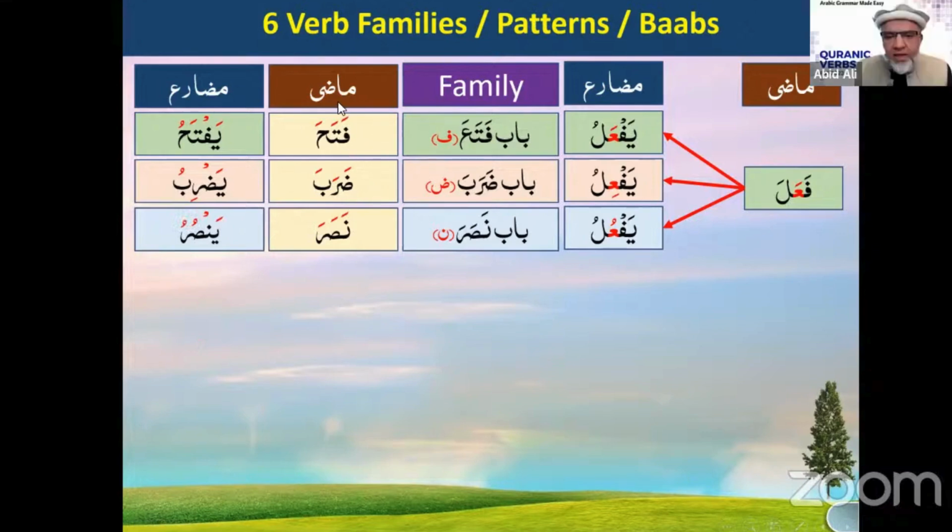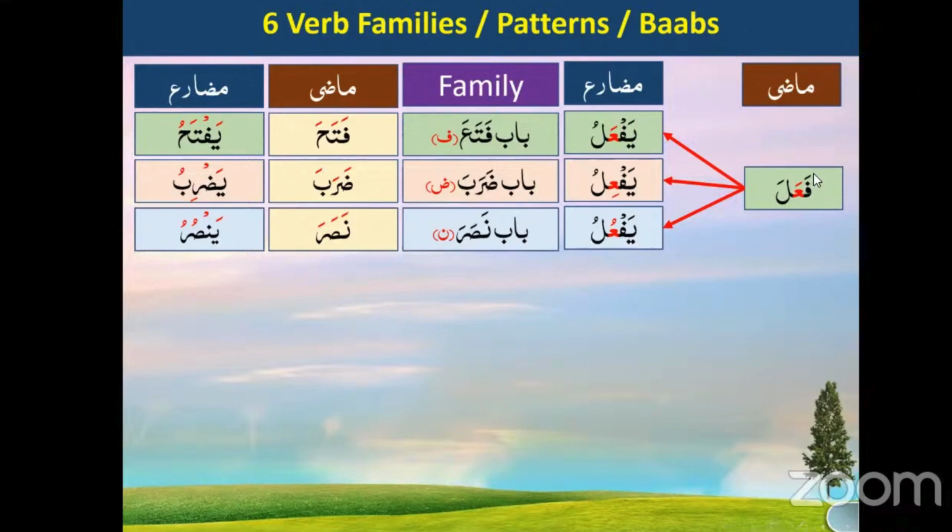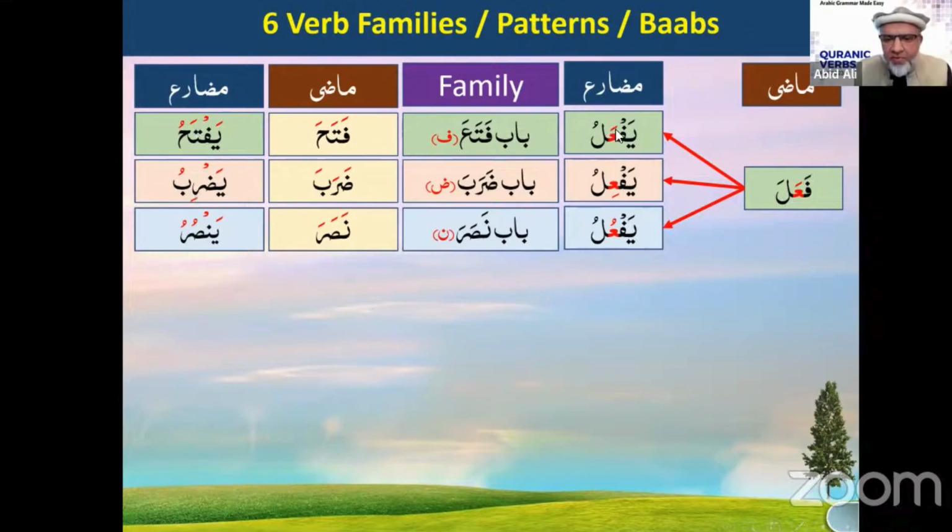So why is the Madi always Fatha, Fatha, Fatha? Because the son is Fa'ala. Making sense? And why are these Fatha, Kasra, Dhamma? Because the daughters are Yaf'alu, Yaf'ilu, Yaf'ulu. Making sense? Alhamdulillah.